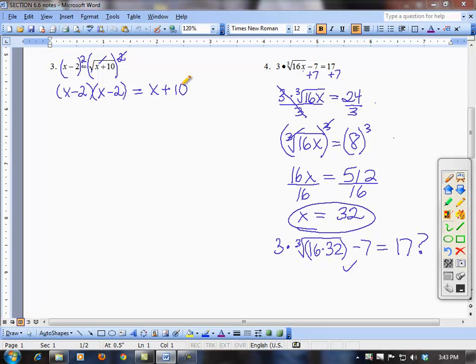That x minus 2 squared requires that you FOIL. Okay, first, outside, inside, last. So let's FOIL. X times x is x squared. X times negative 2 is negative 2x. Negative 2 times x is negative 2x. Negative 2 times negative 2 is negative 4.